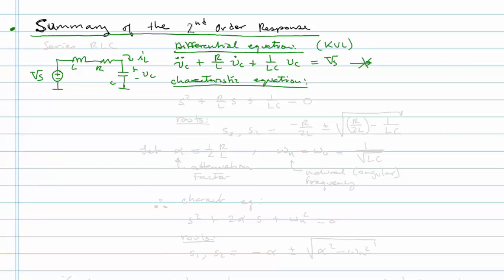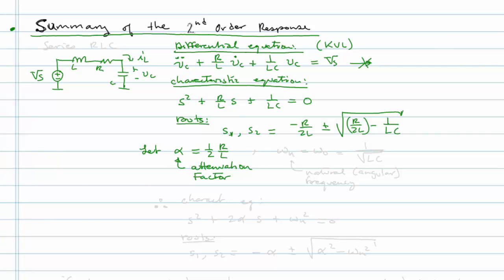Our characteristic equation we found was S squared plus R over L S plus 1 over LC equal to 0. The roots were found to be S1 and S2 equal to minus R over 2L plus or minus the square root of R over 2L squared minus 1 over LC. We defined a term called alpha, which in this case is 1/2 R over L. Alpha, by the way, is called the attenuation factor.